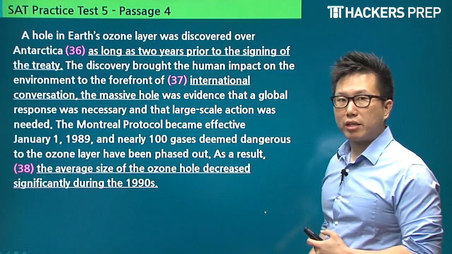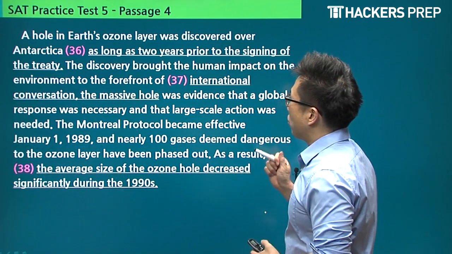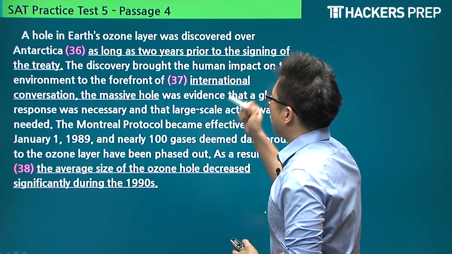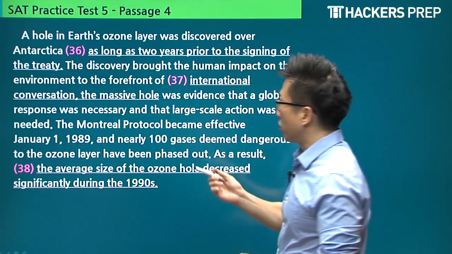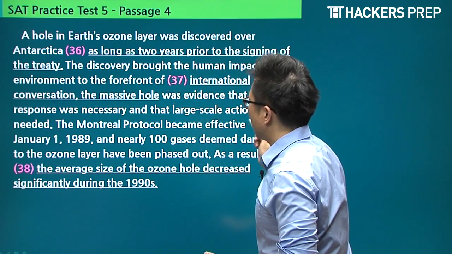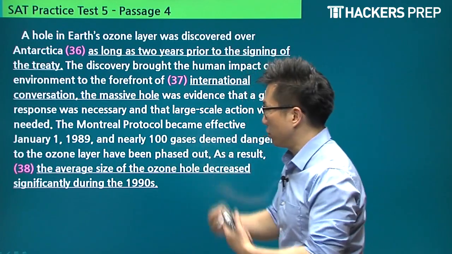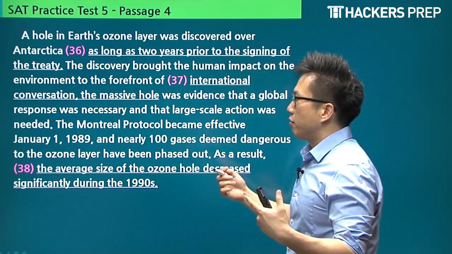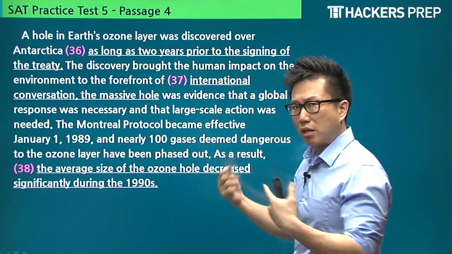Now, let's take a look at the next paragraph. A hole in Earth's ozone layer was discovered over Antarctica as long as 2 years prior to the signing of the treaty. So they discovered a hole in Antarctica. The discovery brought the human impact on the environment to the forefront of the international conversation, to the front of the conversation. So basically, it became a very important topic to discuss.